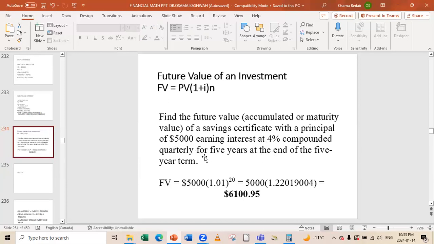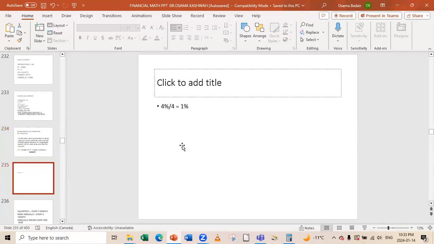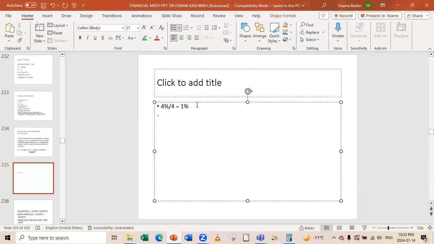It's for how many years? Let us see the future value accumulated for the maturity of a saving certificate with a principal of 5,000, earning interest at 4% compound for 5 years. So how many quarters are in the 5 years? This is the second point. The number of quarters will equal the 5 years, and each year has 4 quarters. So that will be 20 quarters for the 5 years.